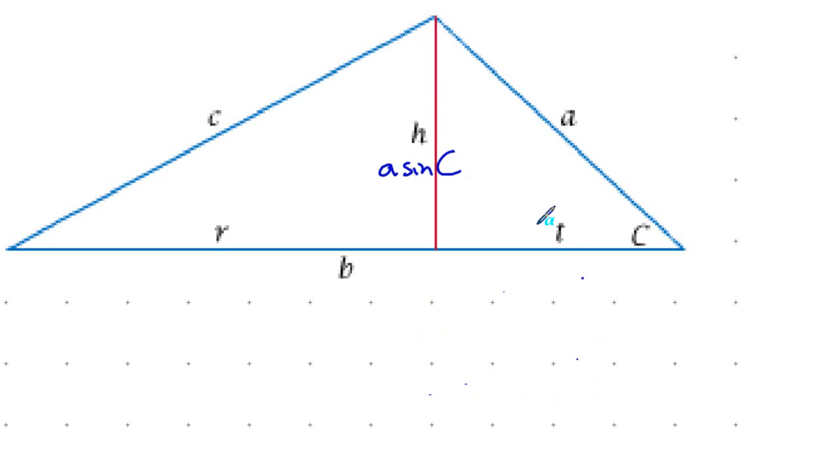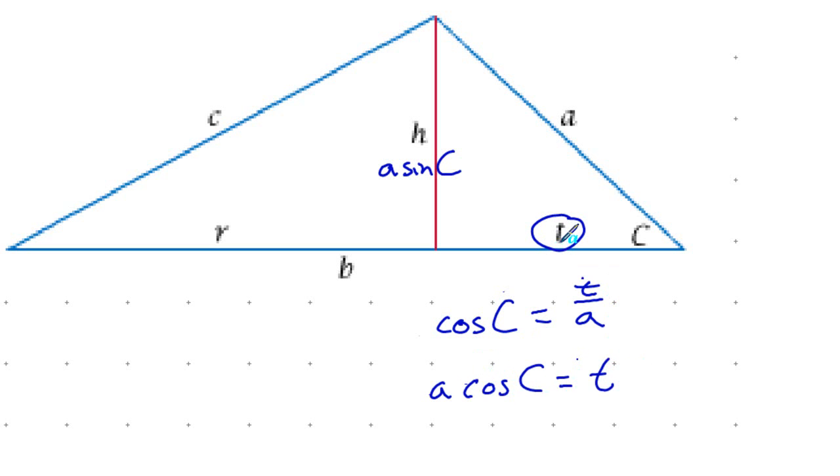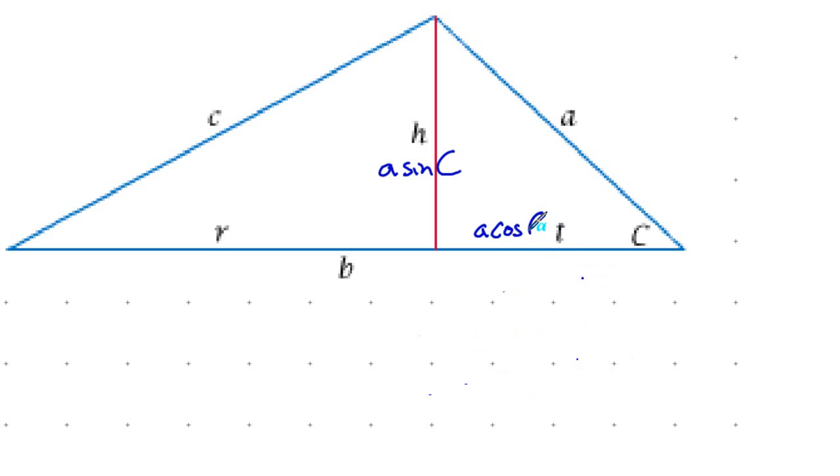And similarly, if I want to solve for this t value right here, using this angle C, I can see that the cosine of big C is going to be equivalent to my adjacent over my hypotenuse, which in this case is t over a. Rewriting that, a cosine of big C is equivalent to t. So this t value is nothing more than a cosine of big C. That's the segment from there to there, and then the height of the triangle is from there to there.